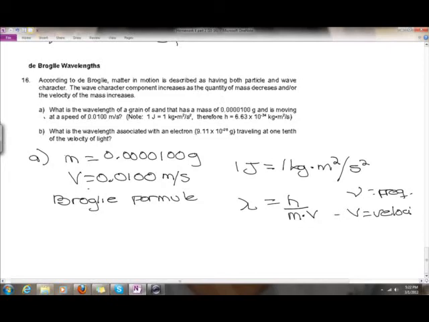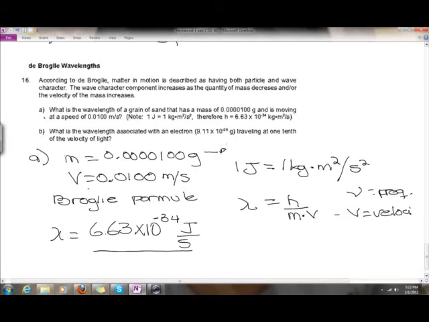It's telling you the velocity already. Okay? So it's asking you for the wavelength. And h would be the Planck constant again, 6.63 by 10 to the minus 34 joule seconds, divided by the mass, which is given in kilograms, multiplied by the velocity in meters per second.